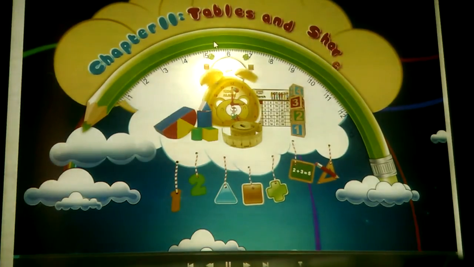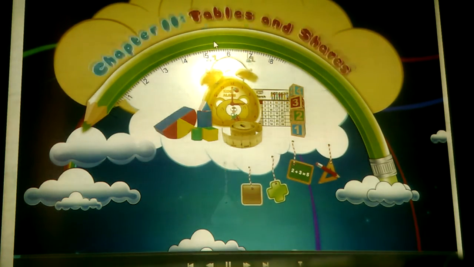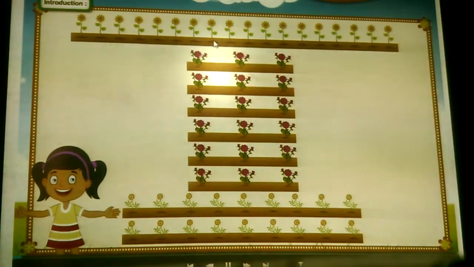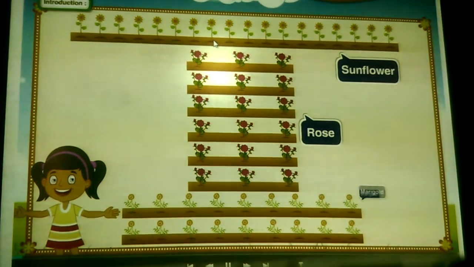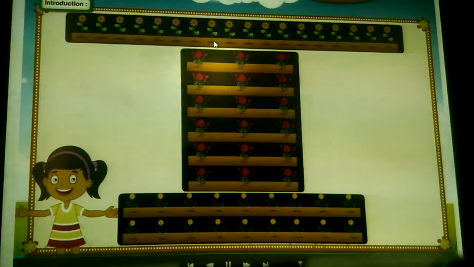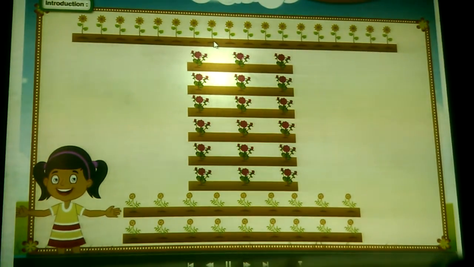Chapter 11. Tables and Shares. Introduction. Shyama's garden. Shyama has planted sunflower, rose and marigold plants in her garden. She has planted them in 3 flower beds. Her garden looks like this.